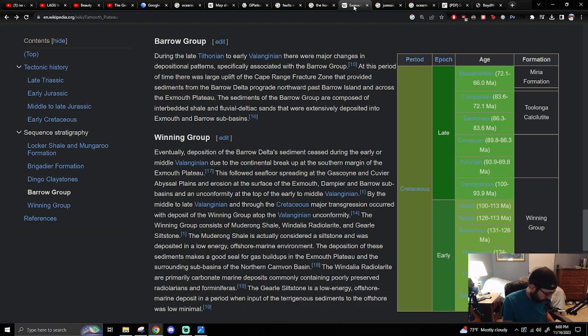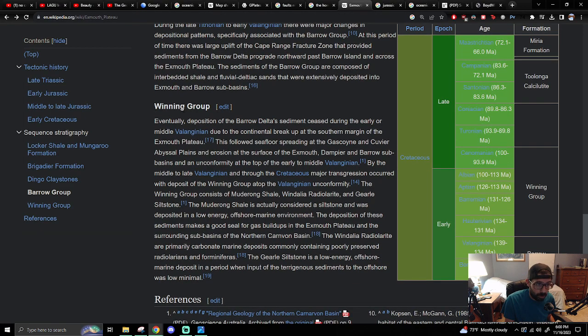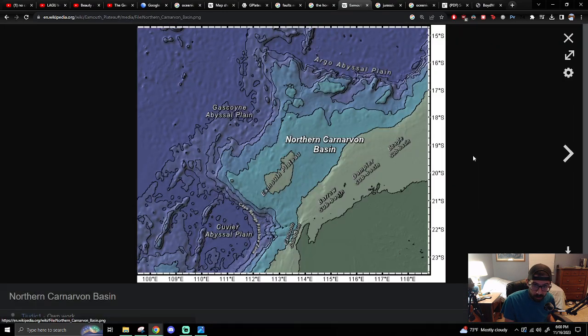Composed of interbedded shale and fluvial delta sands, caused around 135 million. And then the Winning Group, after forming, I don't know if it says it here, the Gascoyne abyssal plain and the Cuvier abyssal plain. Oh, there's Cape Range fractures in. Don't see the delta still. Barrow sub-basin.